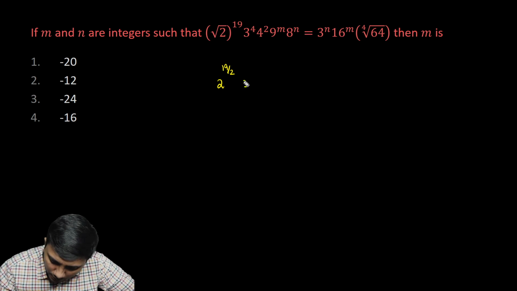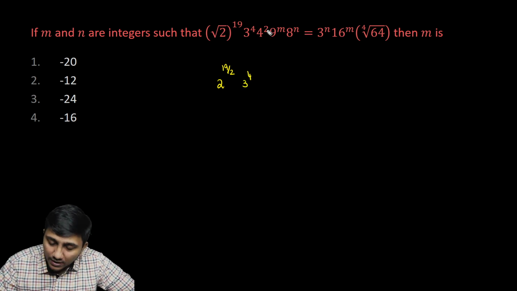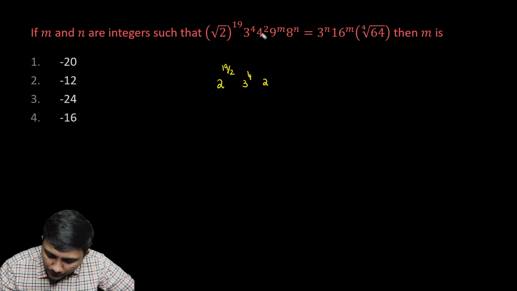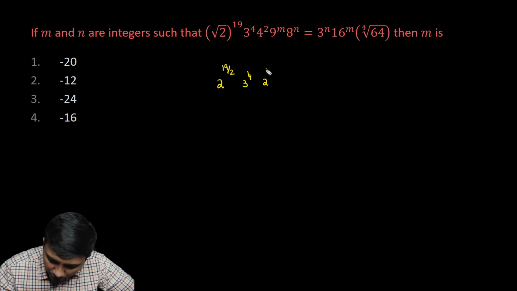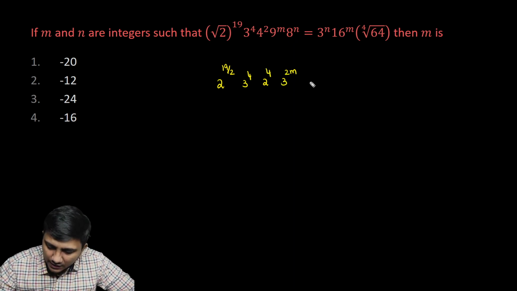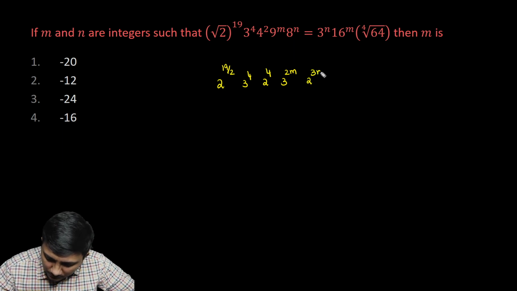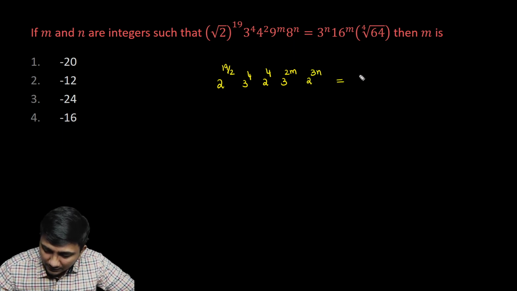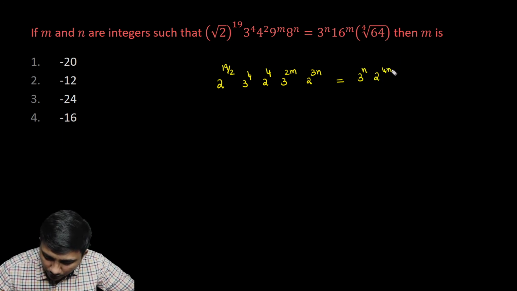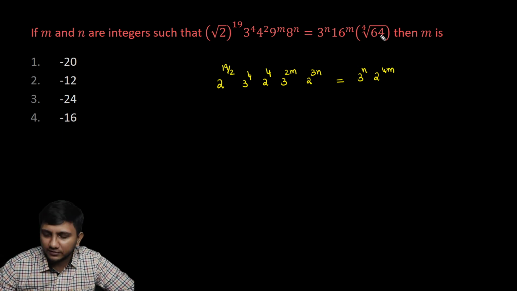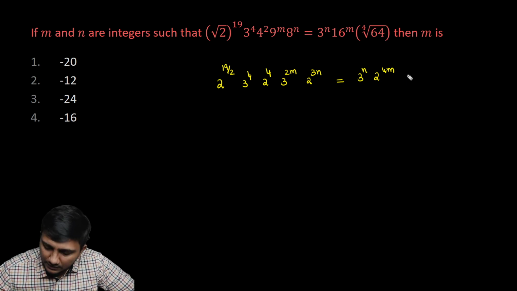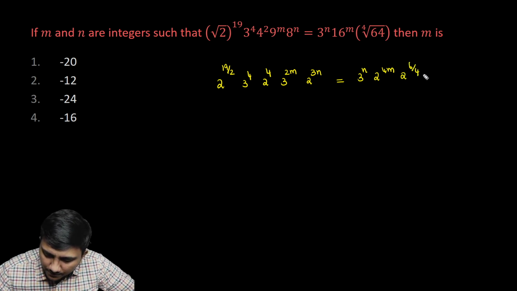3 to the power 4, we can write it as it is. Now 4 squared. We are looking at prime numbers to the power, right? So 4 is not a prime number. So I can write it as 2 to the power 2 and it already has a square. So 2 into 2, 4. 9 to the power m can be written as 3 to the power 2m. 8 to the power n can be written as 2 to the power 3n. That should be equal to 3 to the power n into 16 is 2 to the power 4, so 2 to the power 4m. 64 is 2 to the power 6, and I have the fourth root here. So 2 to the power 6 into 1 by 4, that is 2 to the power 6 by 4.